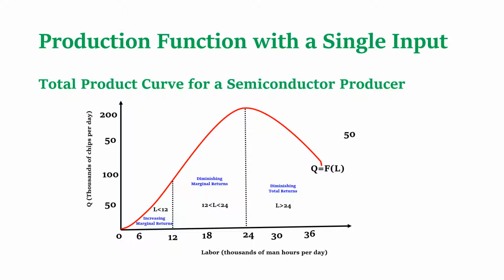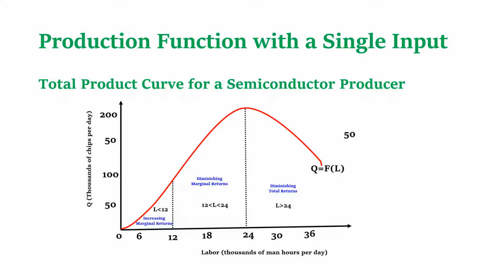Now, beyond L equals 12, there is what? Diminishing marginal returns to labor. Here, the farm has exhausted its ability to increase the labor productivity of workers through specialization. And because of that, we have output increasing, but at a decreasing rate. It is increasing sluggishly.